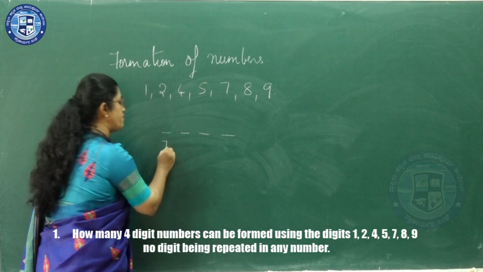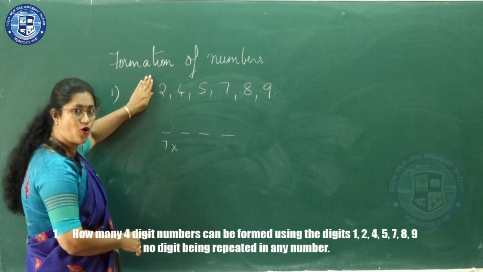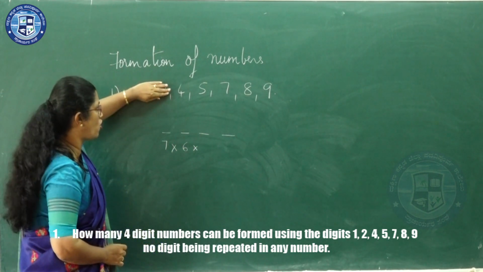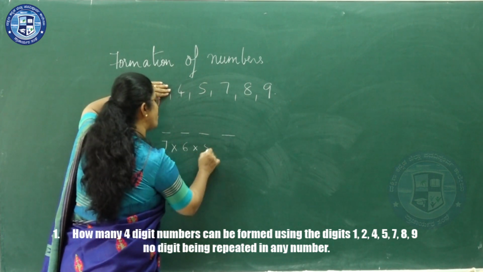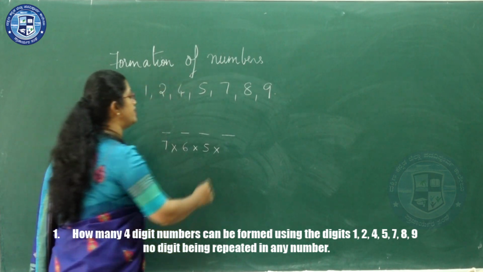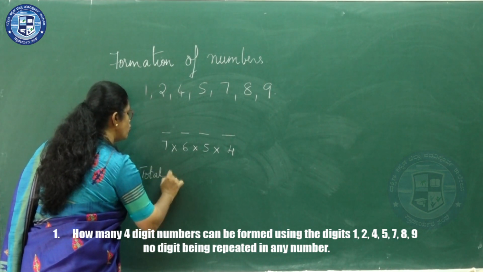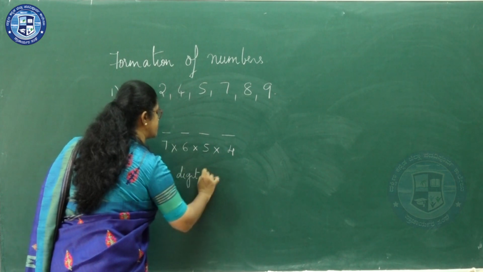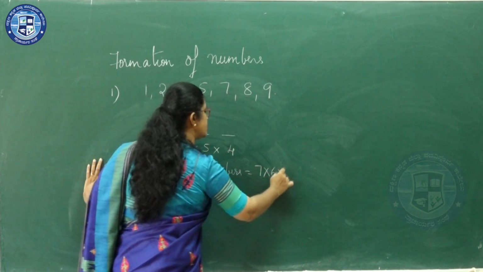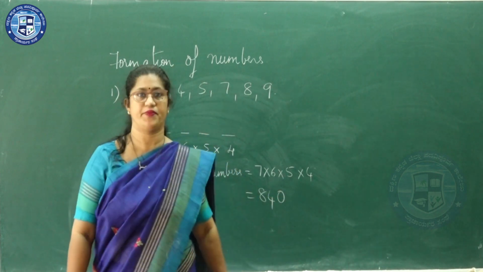So the first place can be filled in 7 ways. The second place: 1 number is gone, so you can fill it in 6 ways. Now 2 numbers are gone, so the next one can be filled in 5 ways. And now 3 numbers are gone, and the next place can be filled in 4 ways. So the total 4-digit numbers is 7 into 6 into 5 into 4, which is equal to 840.